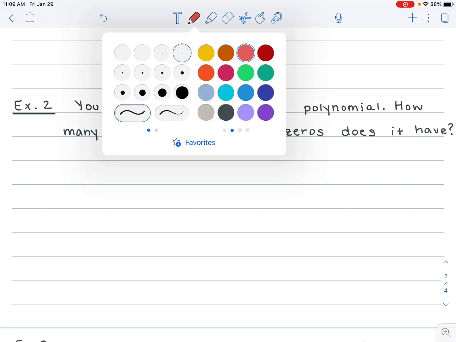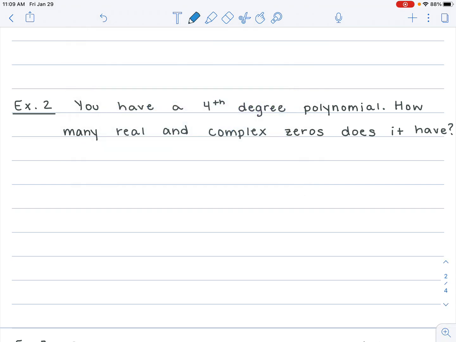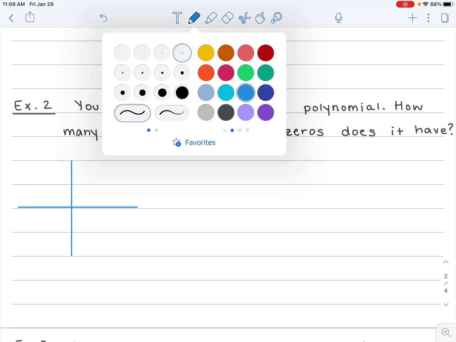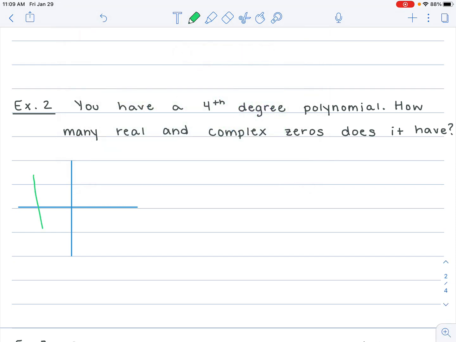All right, second example here. It says you have a 4th degree polynomial. How many real and complex solutions does it have? So we're going to draw an example of this real quick. So I'm going to tell you, here's my function. Okay, so here's my 4th degree polynomial. I want to know how many real and how many complex zeros it has.